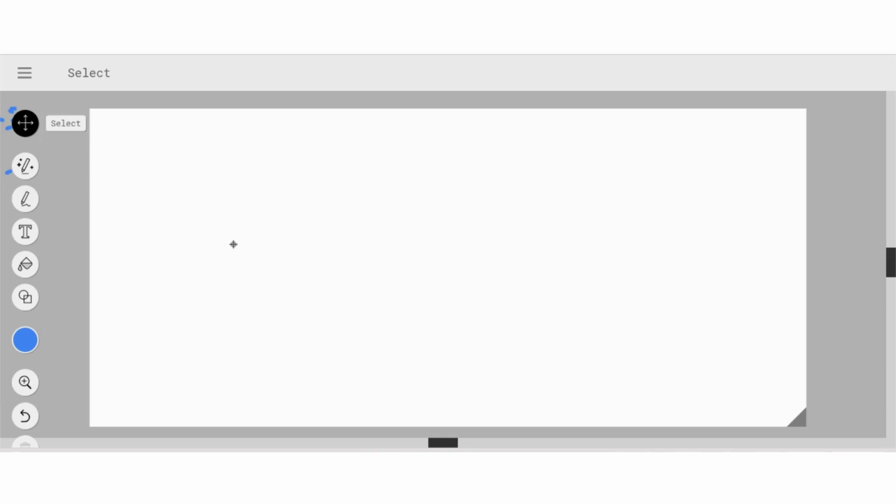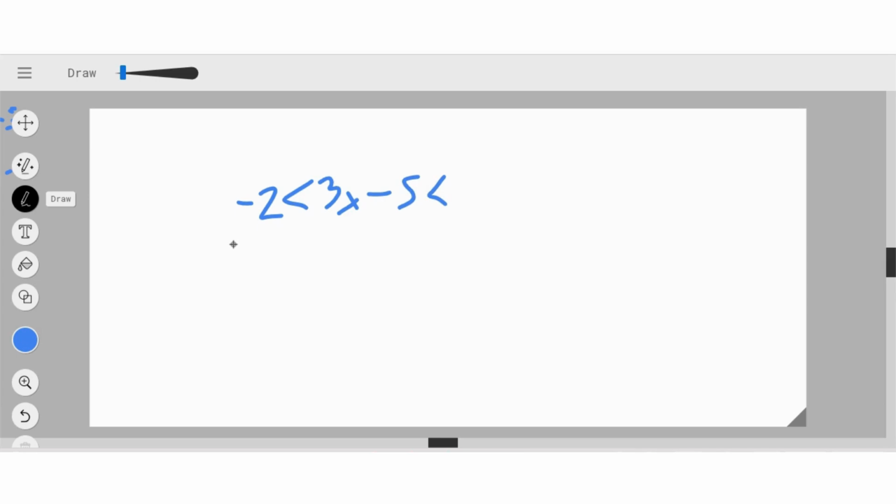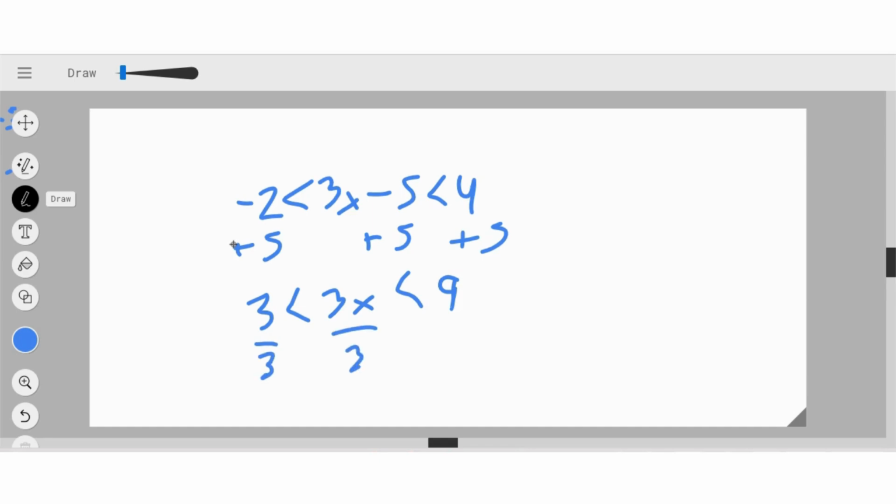There's also compound inequalities. What that means is that there's three different sides of the inequality. So negative 2 is less than 3x minus 5, which is less than 4. And it might ask you to find all the possible integers or values x could be. Now here, you don't just add 5 to two sides of the equation. Obviously, you just add it to all three. So you get plus 5, plus 5, plus 5. 3 is less than 3x, which is less than 9. Then you divide everything by 3 to get 1 is less than x is less than 3.